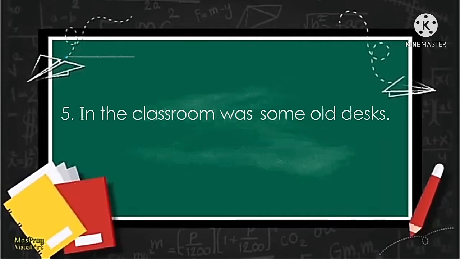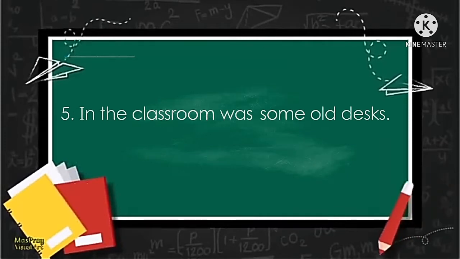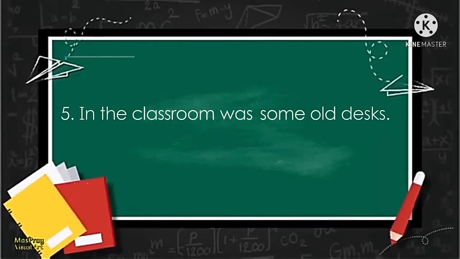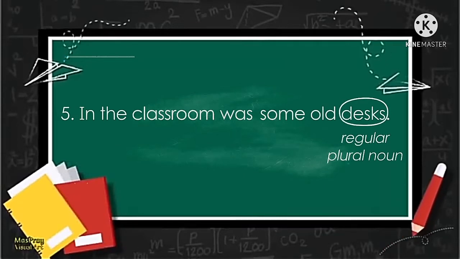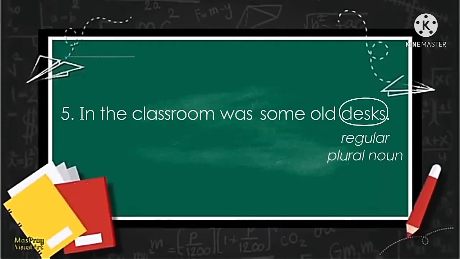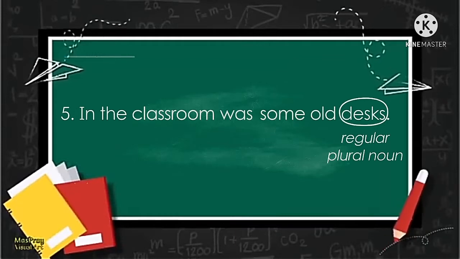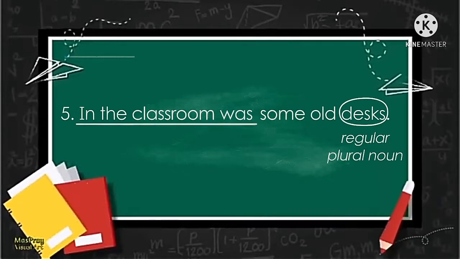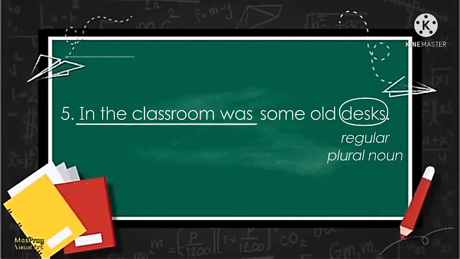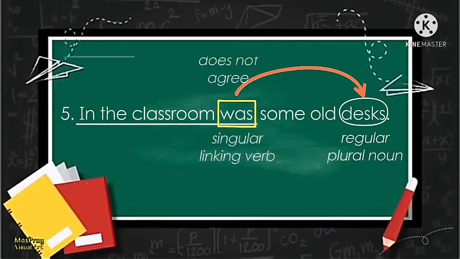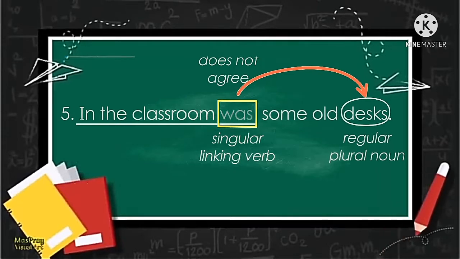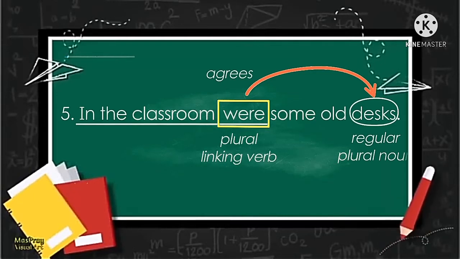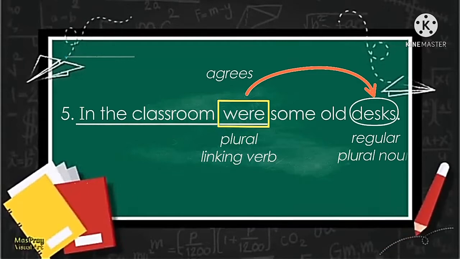Now, let's proceed to our last number. Number 5. In the classroom was some old desk. We are talking about desk in that sentence. So the subject is desk. It is a regular singular noun. And the predicate is, that's right, in the classroom was. Now, let's identify if the linking verb used in that sentence agrees with our subject desk. Oh, correct. It does not agree. It should be were, to make the sentence correct. In the classroom were some old desks.